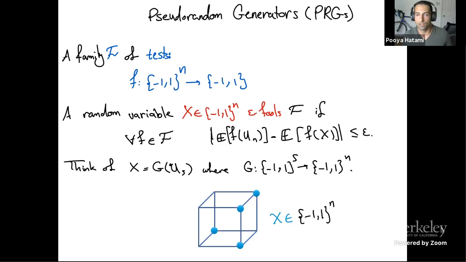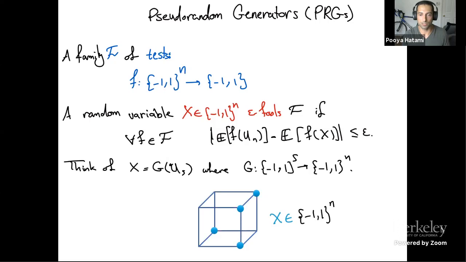And because a lot of the tools we will use are going to be analytic, it will be very convenient to think of the Boolean cube, instead of {0,1}^n, as {-1,1}^n. Okay, so this will allow us to do things like Fourier analysis, where the characters will just become monomials instead of indicators of sets, etc. And we still think of X as a pseudorandom generator.